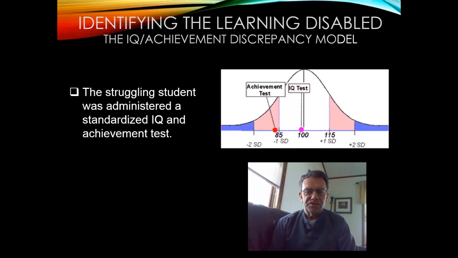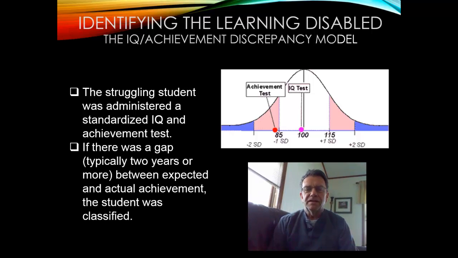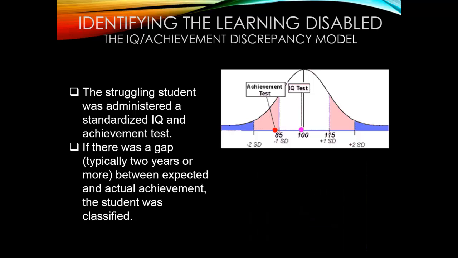That's the normal range of the IQ. So a student was administered an IQ test, then there was an achievement test, and if there was a gap of 2 years or more, okay, what that means is if I have a 100 IQ and I'm in the 5th grade, then I should be scoring on the 5th grade level on all my achievement tests. If I score on the 3rd grade level or below, that's a 2-year discrepancy. Boom. I'm automatically labeled as learning disabled.